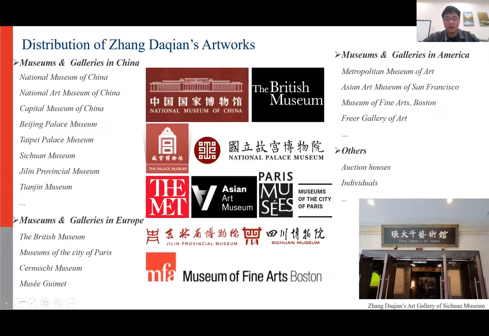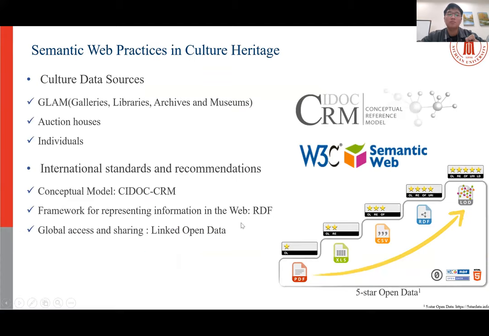As more and more works were exhibited and created, Zhang Daqian's works came to be distributed, for various reasons, in museums and galleries in China, Europe, and the United States, and a considerable number of works are distributed in various auction houses and with individual collectors. Based on a conceptual model and supported by the semantic web and linked data, a model can be constructed to aggregate and link the various cultural heritage resources collected from museums, auction houses, and individuals.